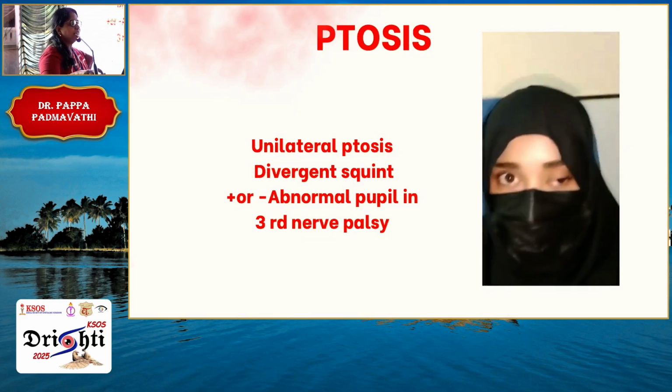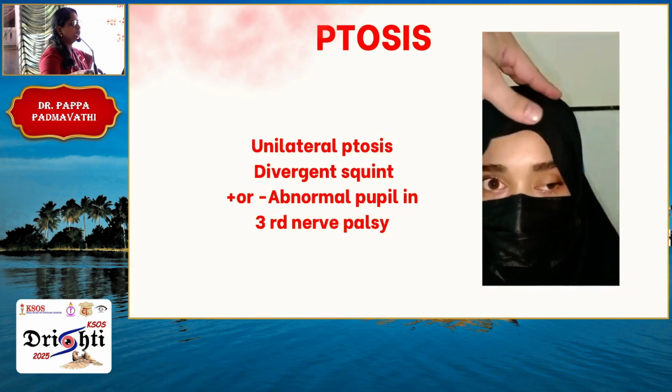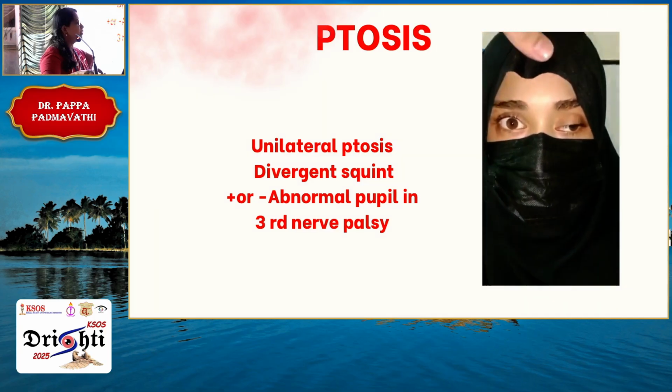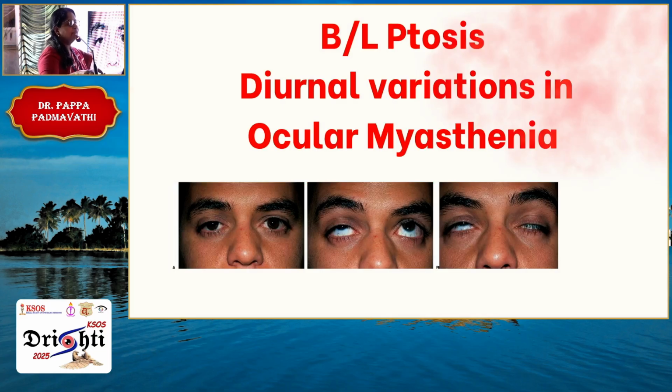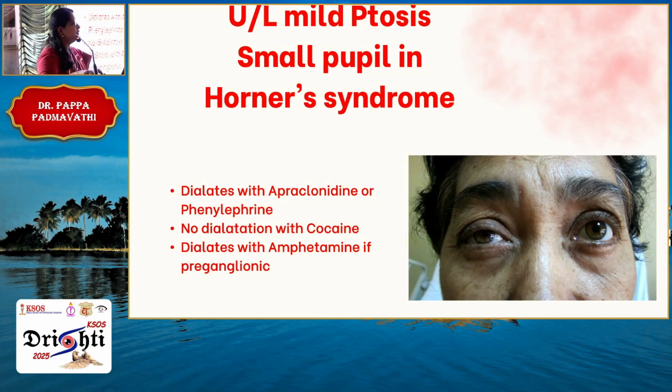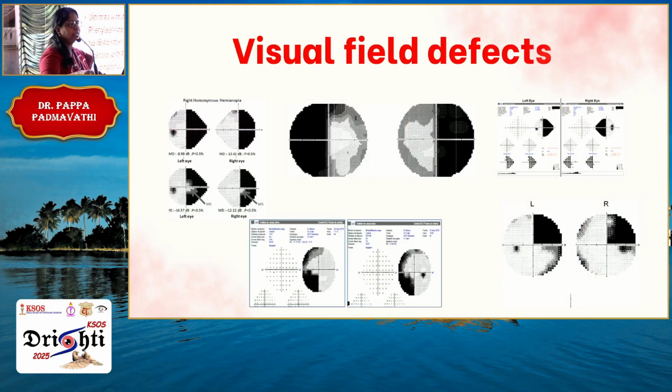And on examination, if the patient has a unilateral ptosis with divergent squint, plus or minus an abnormal pupil, it is a third nerve palsy. If there is bilateral ptosis, diurnal variations, and fatigue phenomenon, it points to an ocular myasthenia. If it is unilateral mild ptosis, small pupil, heterochromia, it is in favor of Horner syndrome. It dilates with apraclonidine or phenylephrine. Amphetamine can be used to differentiate a preganglionic lesion from postganglionic.